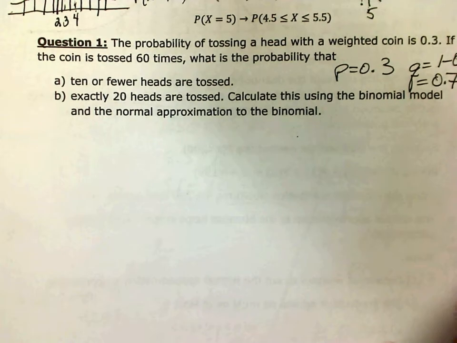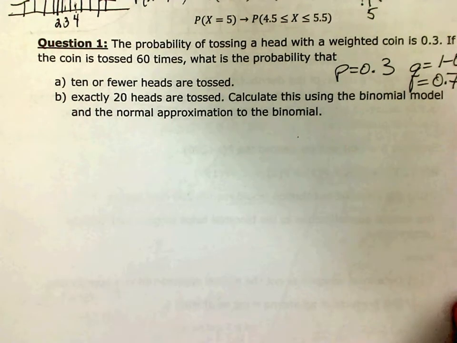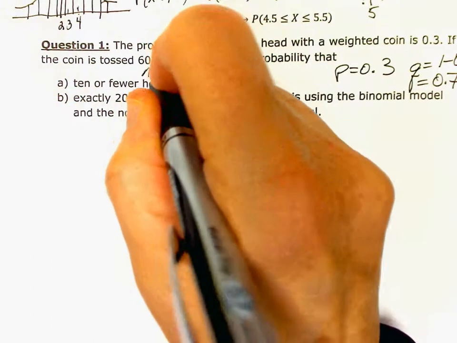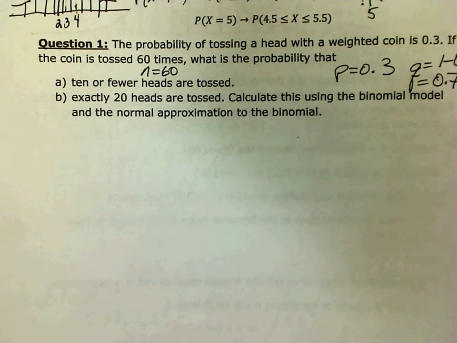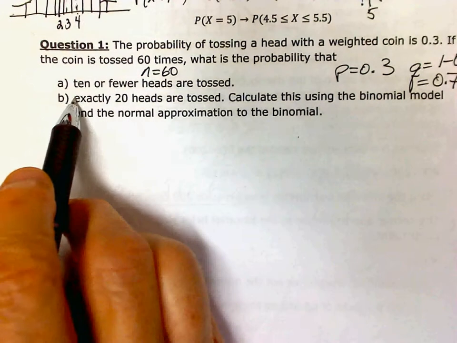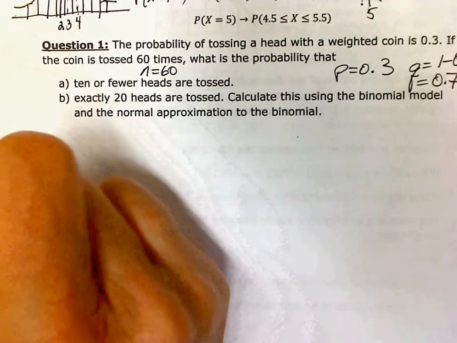If the coin is tossed 60 times, n equals 60, what is the probability of 10 or fewer? Is that including the 10? Yes, oh yes.